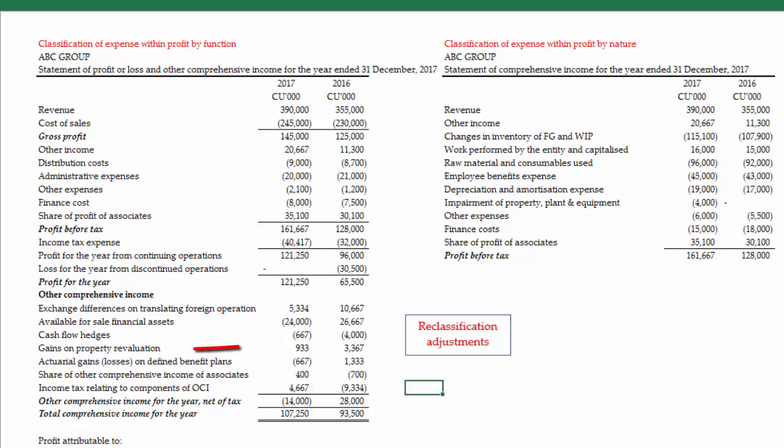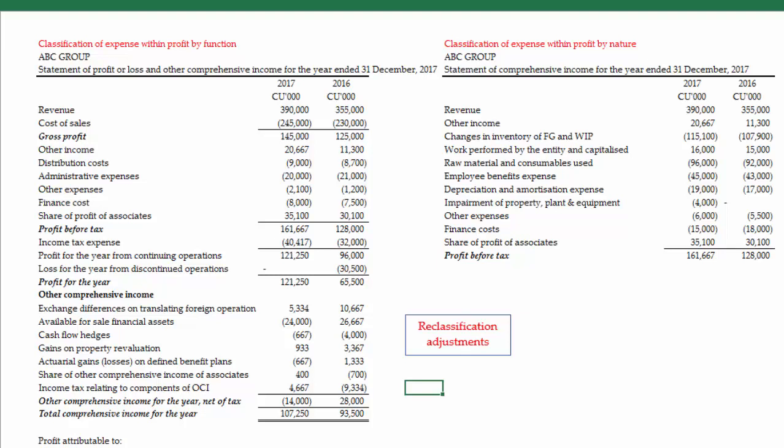The following items of other comprehensive income will not be reclassified to statement of profit or loss. We have changes in revaluation surplus. This change is usually transferred directly to retained earnings. It does not go through the statement of profit or loss. You will learn that when we get to IAS 16. Also, these actuarial gains or losses on defined benefit plan will never be reclassified to statement of profit or loss because it will not become realized. You will learn that when we get to IAS 19.